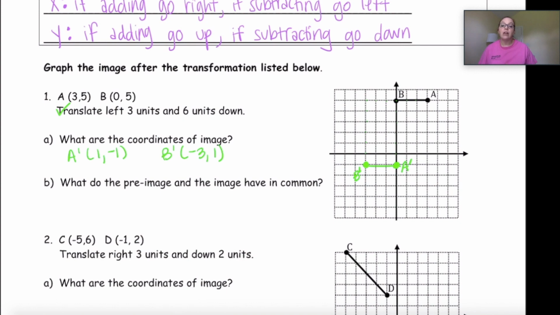What do the pre-image and the image have in common? Well, they're congruent. They're the exact same. The only difference is that the image is slid left and down. So we're just going to write they are congruent. Let's try number 2.